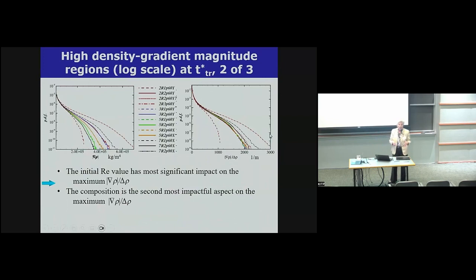But people who believe that turbulence actually mixes are clearly incorrect, because here we have the highest turbulence case, and we have the highest density gradients. Why? Because the characteristic time of turbulence decreases, but the characteristic time of diffusion stays the same. So basically, within the characteristic time of the flow, there is not enough time for diffusion. That's why we get these higher density gradient magnitude regions. So what we see is that the initial Reynolds number has the most significant influence because they bunch with the Reynolds number, but the composition is the second most impactful one.